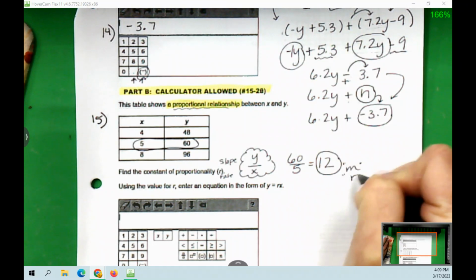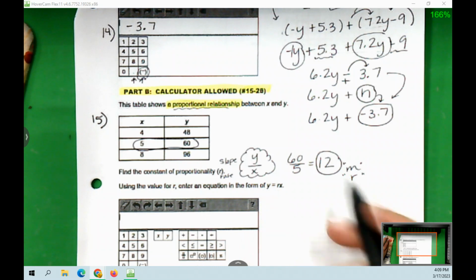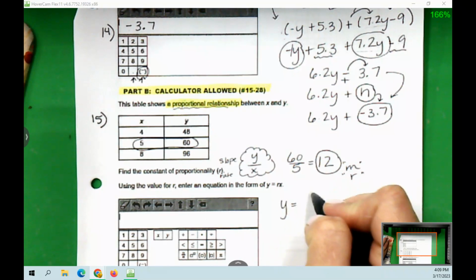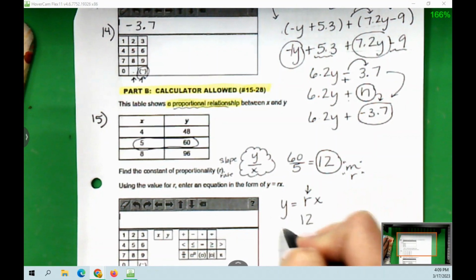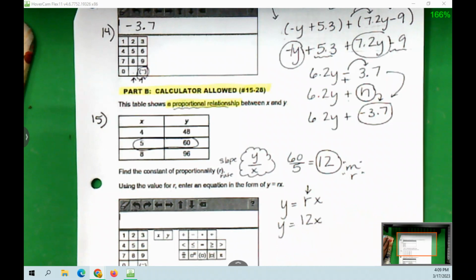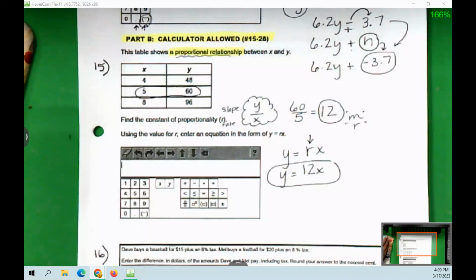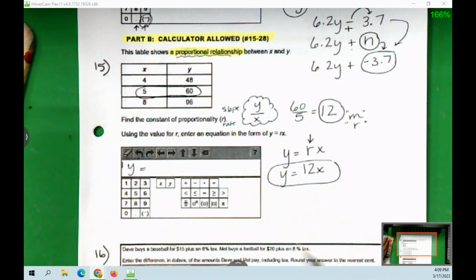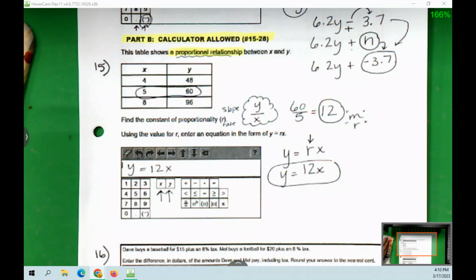Okay, these are interchangeable. And then I'm told, using the value for r, enter an equation in the form y equals rx. So y equals rx. We're replacing r with 12. So we have y equals 12x. And then, of course, you're going to be typing that in, y equals 12x. And they provide you the x and y keys in your tools to enter that.